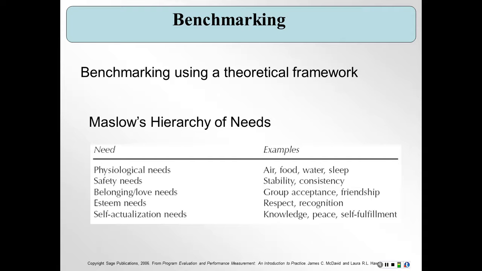Once those needs are met, we can move on to addressing safety needs, needs for stability in our life, consistency, being physically safe. Moving beyond that, we have needs for belonging or love needs. Now that sounds like something that maybe we shouldn't be addressing in this class, but in fact it is. We're talking about acceptance in a group, acceptance in society. Support networks are a big part of this aspect of needs.